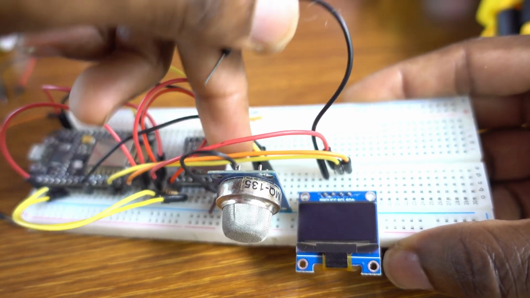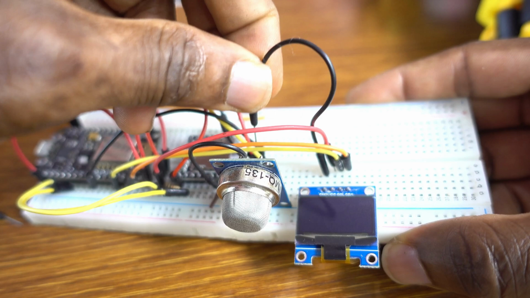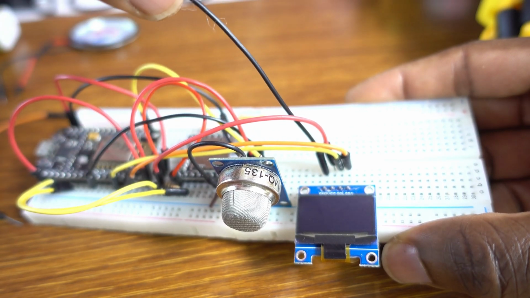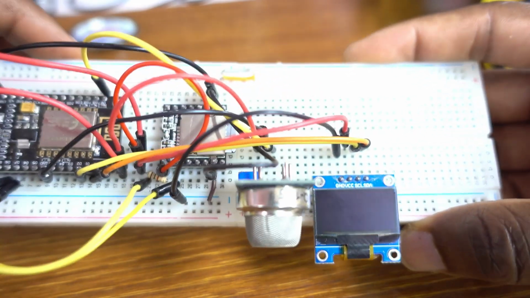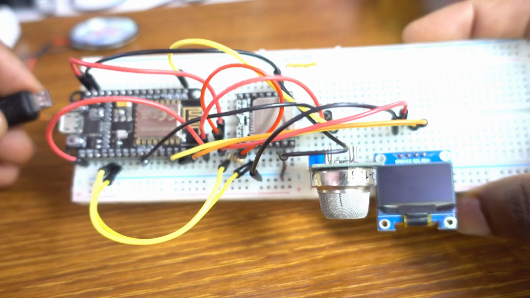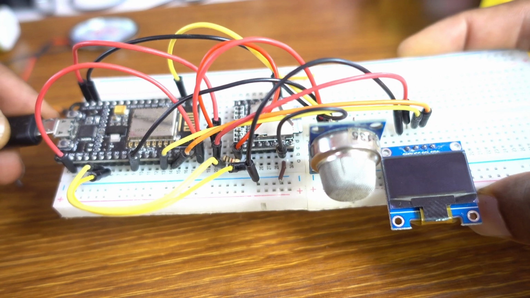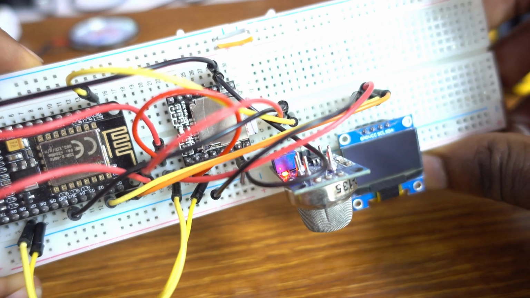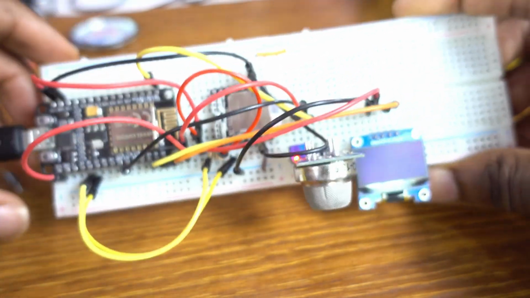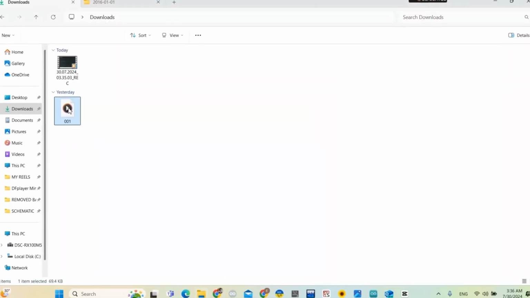Now you connect the speaker. The plus of the speaker goes to SPK1 of the DFPlayer Mini, and the minus of the speaker goes to SPK2. Okay, I'm going to show you the schematic. This is the schematic, the diagram of our project.